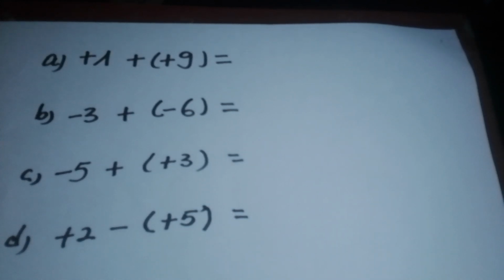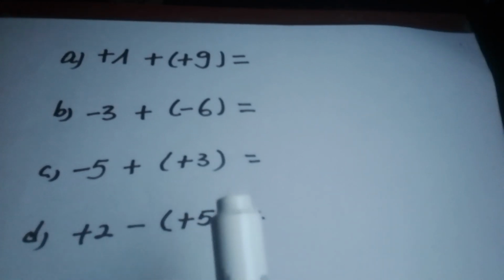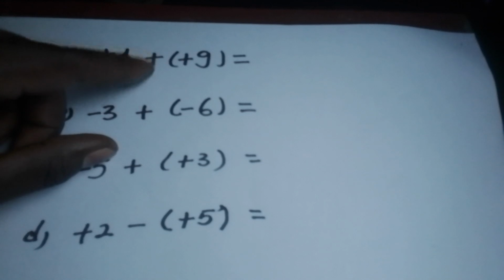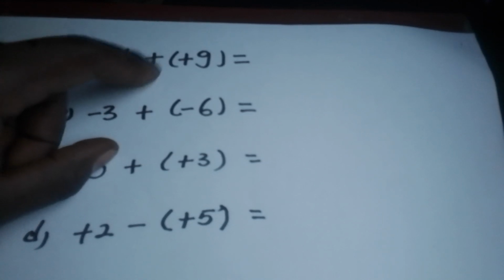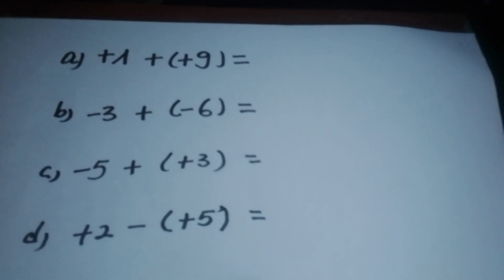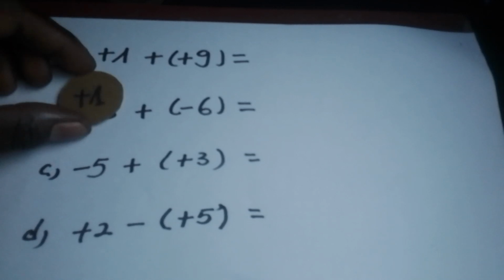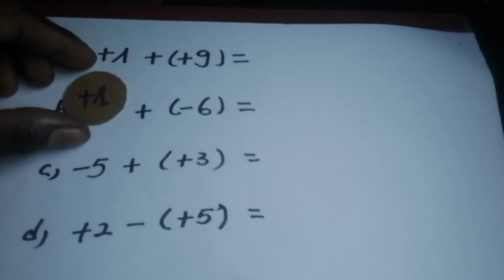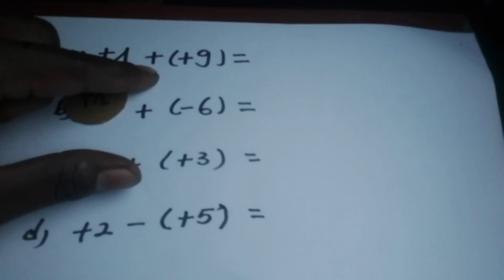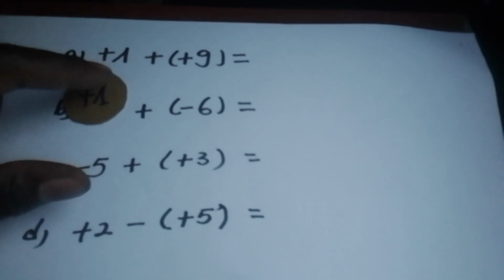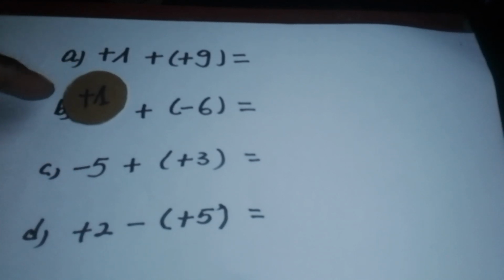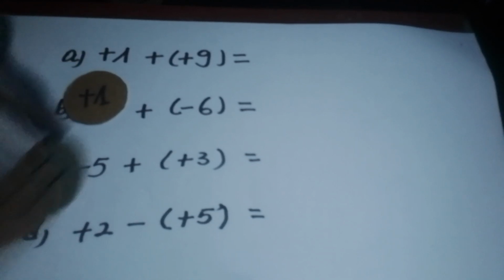Now, here I have 4 questions. We are going to try to handle them by using counters. Question number A. We have positive 1 plus positive 9. To do this, for positive 1, I introduce one counter with positive value, and this plus means to add. I'm going to add 9 more counters with positive value.